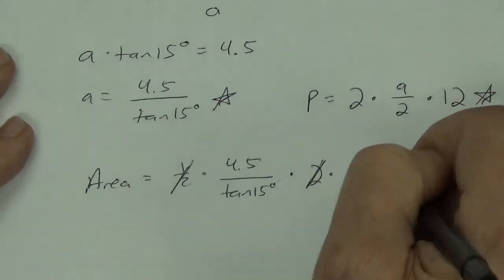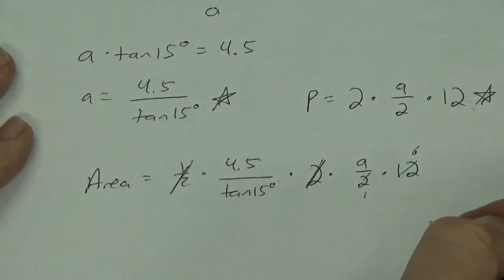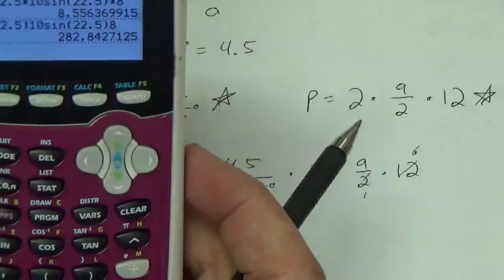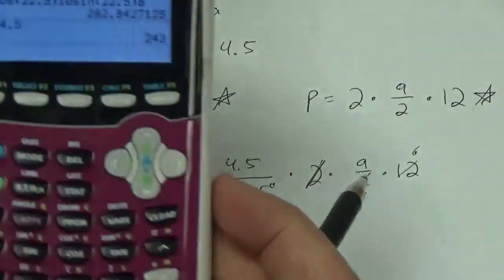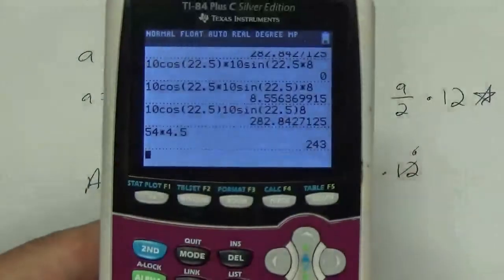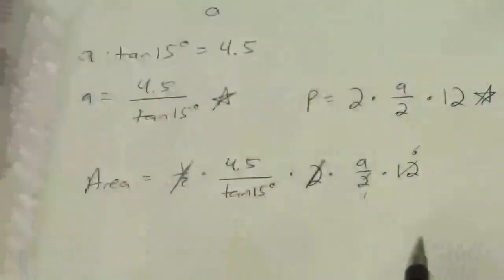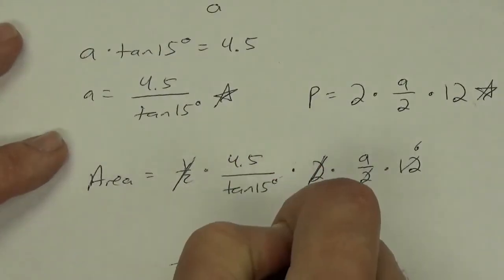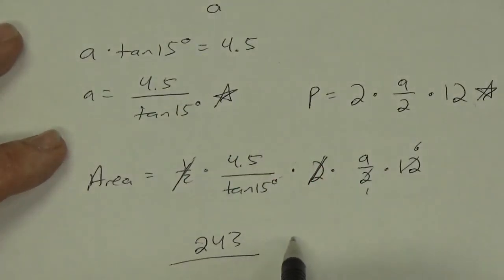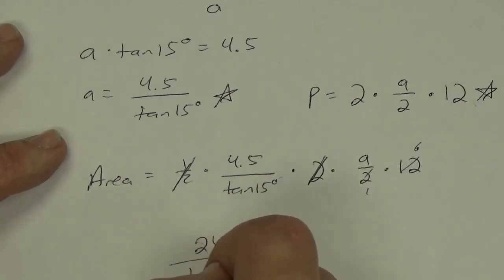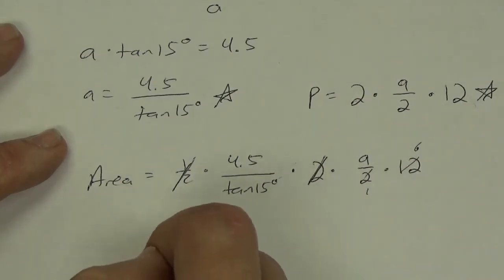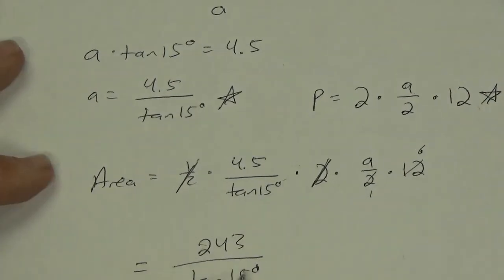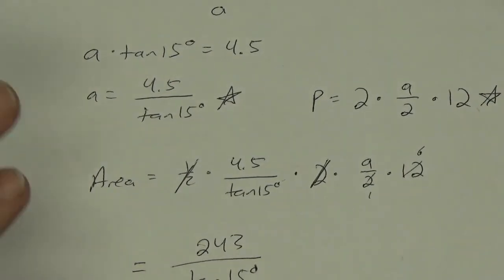Okay, so I'm going to do a little simplifying. 2 and 12, 1 and 6. 6 times 9 is 54. If I go to my calculator and do 54 times 4.5, all right, can you see that? 54 times 4.5, excuse me, is 243. So 243 over, don't all of a sudden put times tangent of 15, it's still over tangent of 15. So I can type it in this way, or I can simplify and type it in this way. This is obviously a lot easier to type in. I'm going to show you that part first.